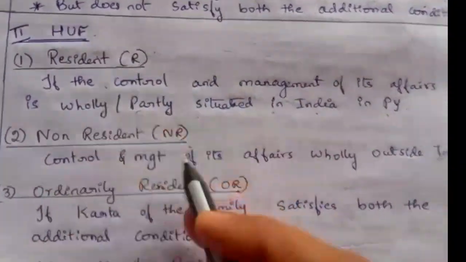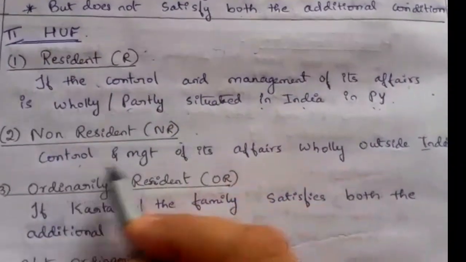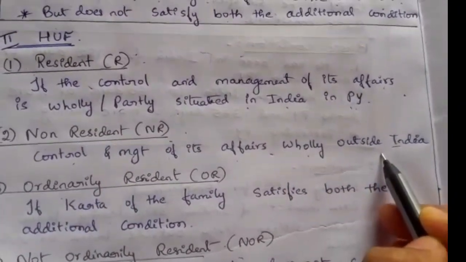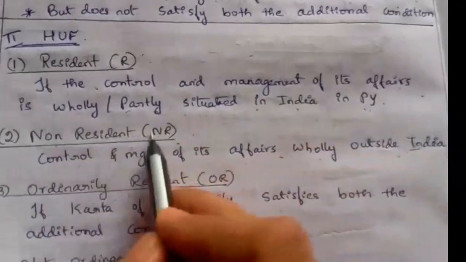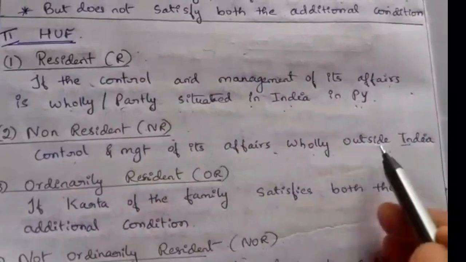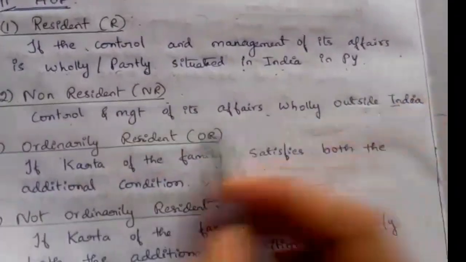Second one is non-resident. If the control and management of its business affairs is wholly outside India, then they are non-resident. Wholly or partly in India means they are resident. Wholly outside India means they are non-resident.